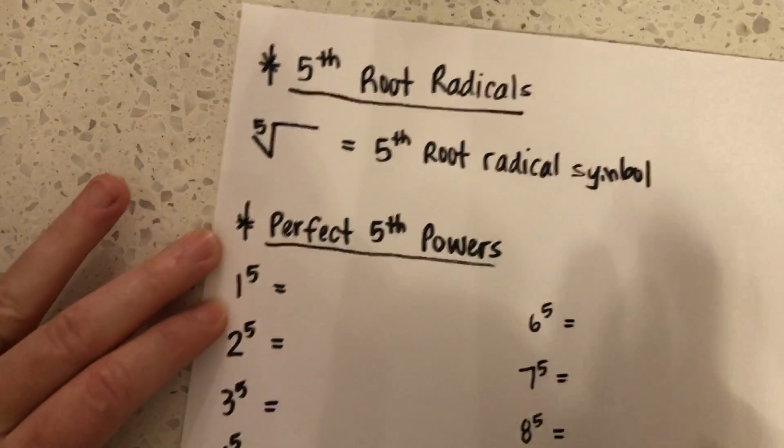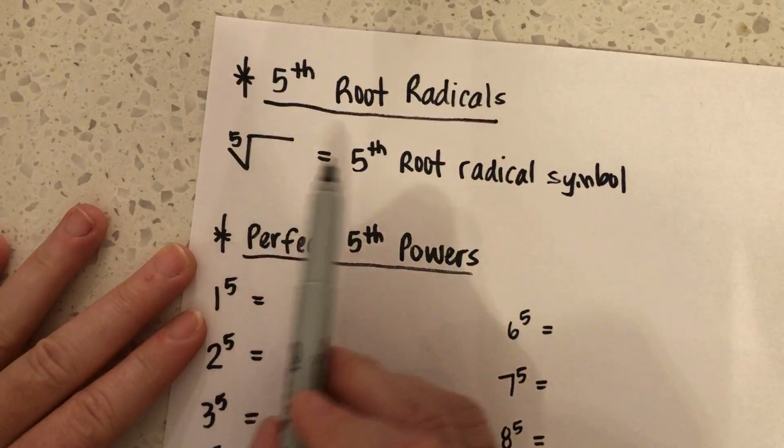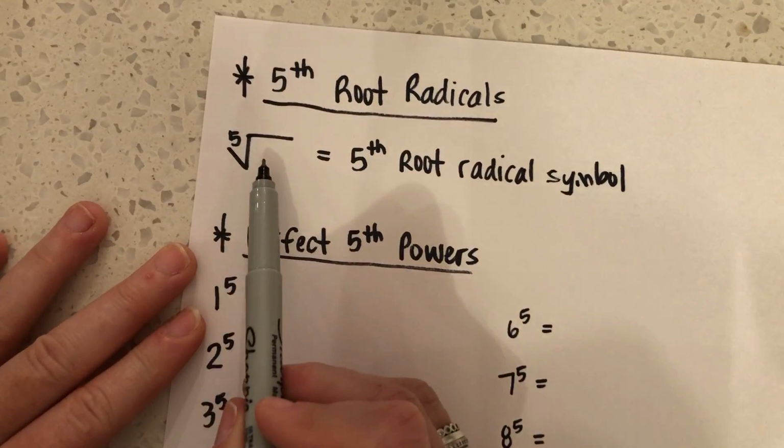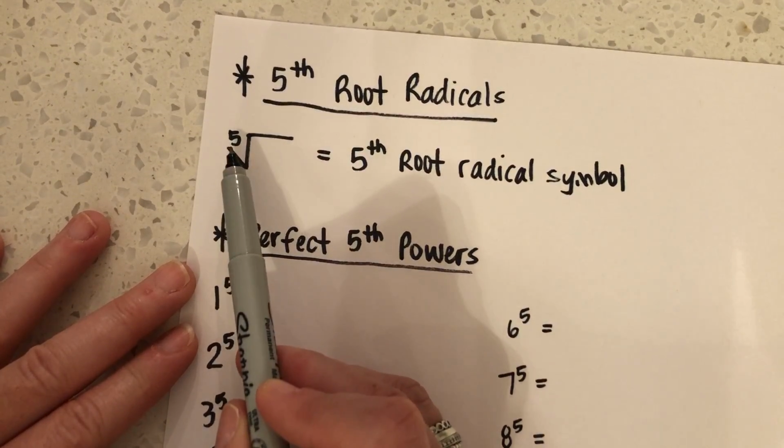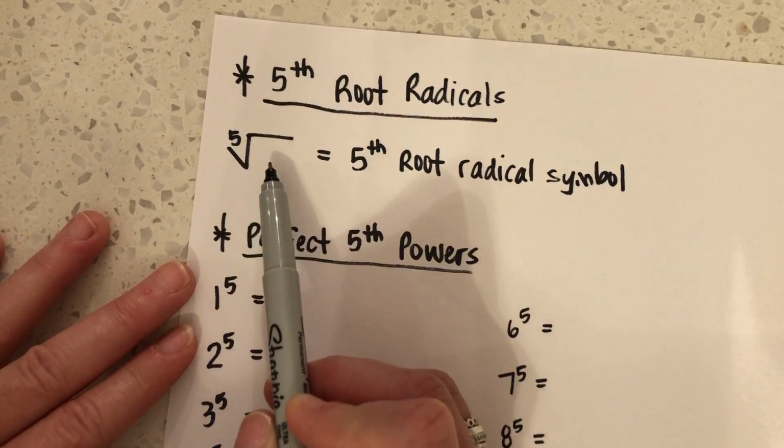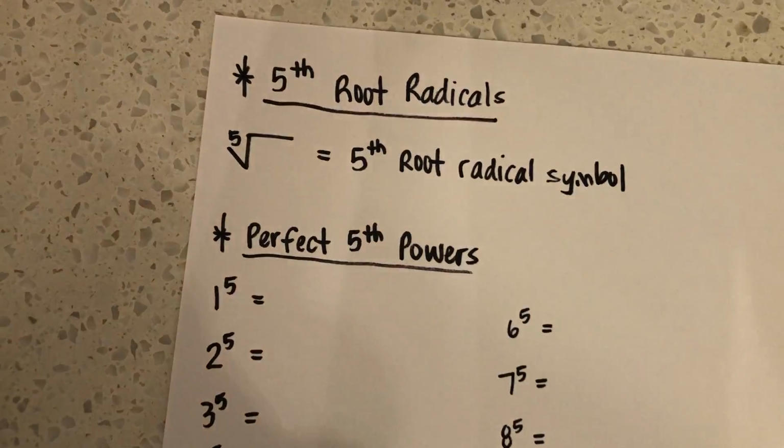Okay, so if we're going to use fifth roots now, here is your fifth root radical symbol, right? When you take the fifth root of something, you're trying to figure out what can you times by itself 5 times to equal whatever is under this symbol, all right? Well, if we're going to work with fifth roots, we have to know our perfect fifth powers.